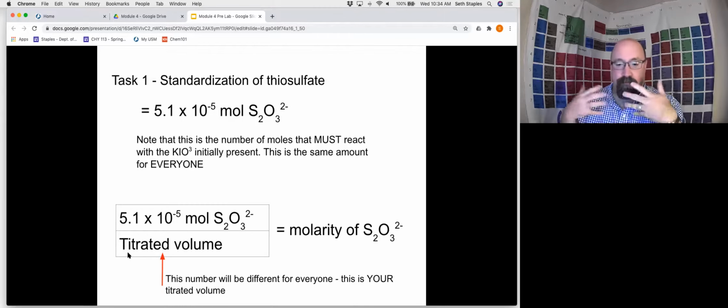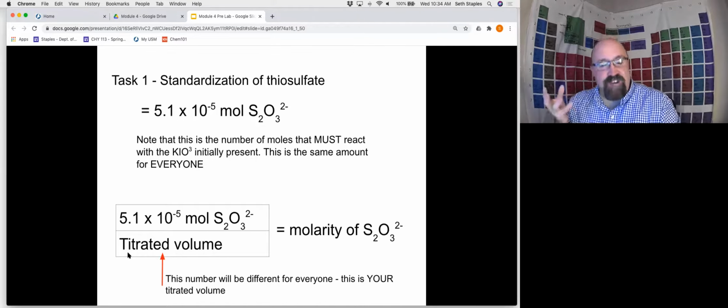And so you're going to perform the titration a minimum of 3 times, usually 4. Doing 4 titrations typically gets us 3 that are very precise and accurate with each other. And so you've got your titrated volume now. You know how much S2O3 you had to have used to get to the end point of your reaction.